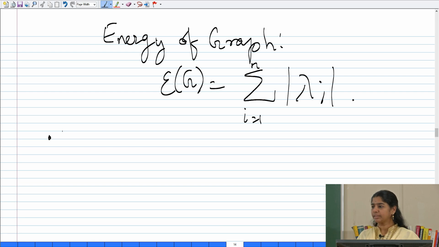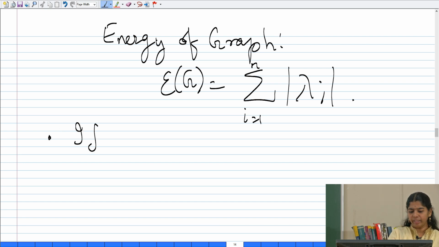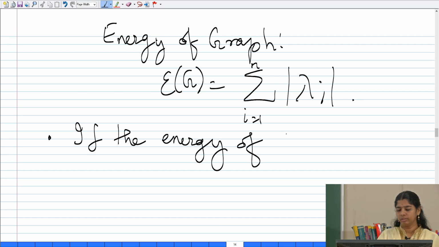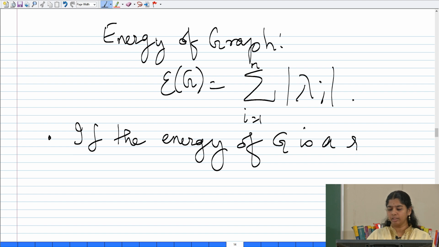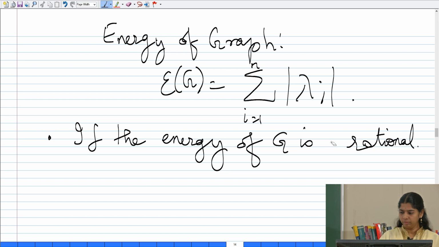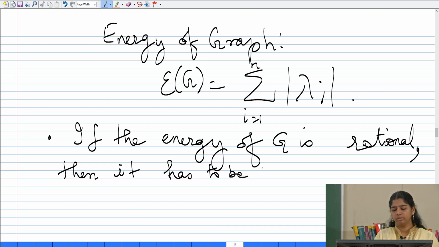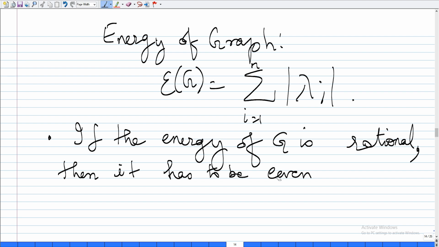the rational number is nothing but it is going to be an even integer. Okay. This is purely out of mathematical aspect, you can easily derive this. So, the theorem states that if the energy is a rational number, then it has to be an even integer.